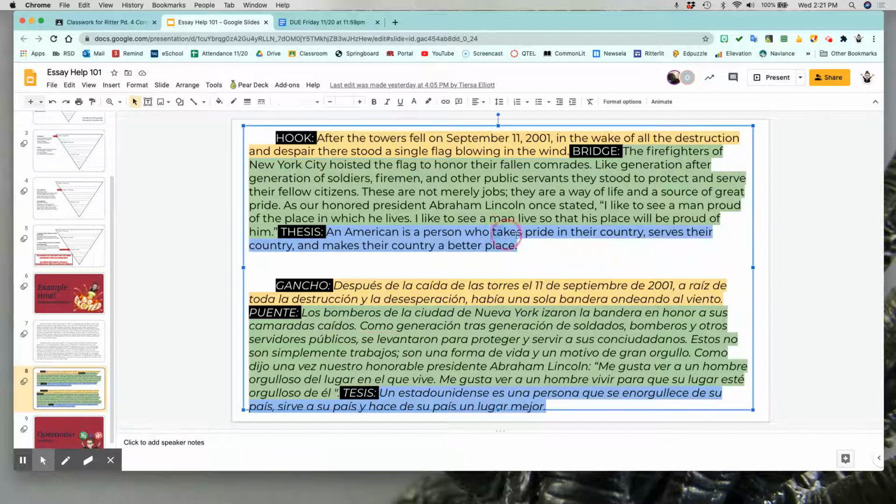This fits right into our frame, right? The first one will be about taking pride in your country. Second one will be about serving your country. And the last one will be about making your country a better place. Okay, so now the next step is for you to give this a try for your own thesis statement.